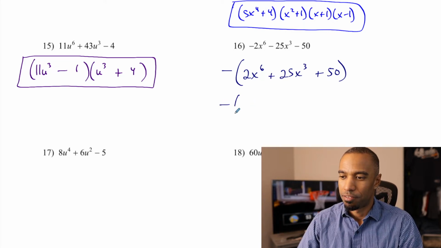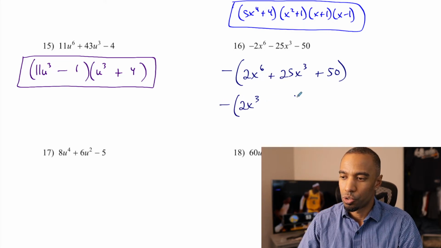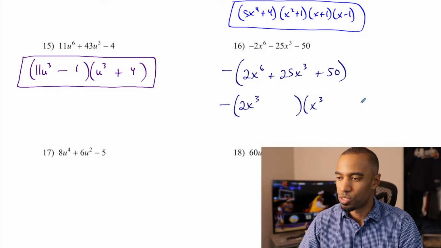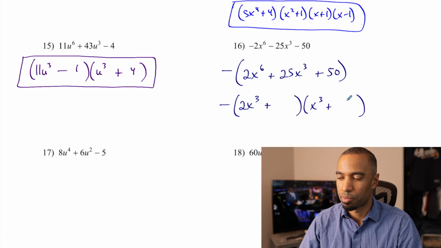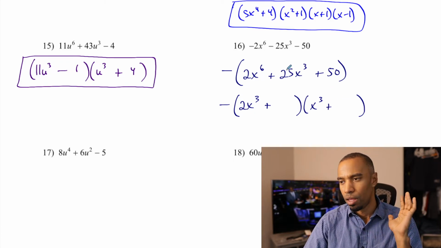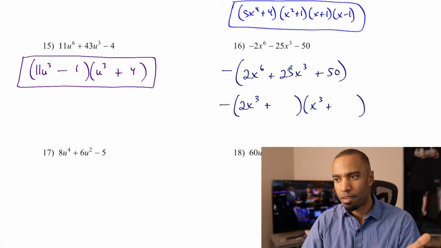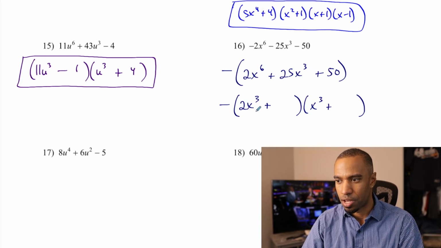So the negative here, this is a 2x cubed times an x cubed, once again 2 being a prime number, which is kind of nice. All these pluses mean that's a plus and plus. 25 being an odd number means I need an even plus an odd, and I know this will have to be the even because 2 is already an even.